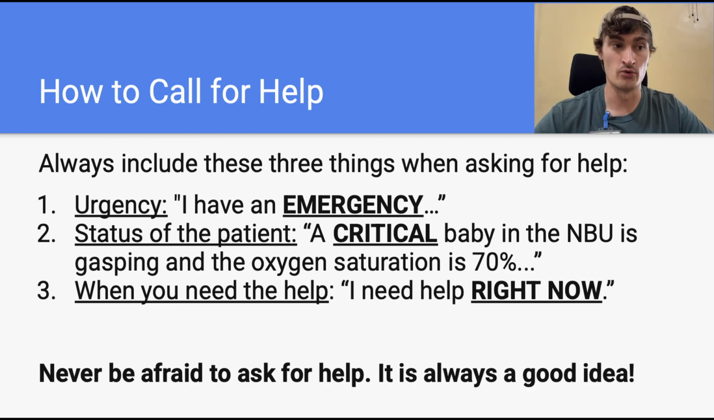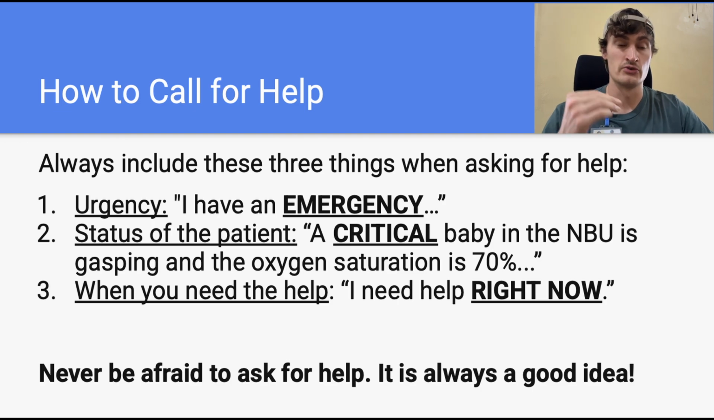So, to avoid that, we're going to use a formula to ask for help, okay? So when you're asking for help, you're always going to include 3 things. Continuing on with Ellen's example from last slide, we said, I have an emergency, a critical baby in the NBU is gasping and the oxygen saturation is 70%. I need help right now. Okay, that's a great statement and has all 3 parts of what we're going to include.